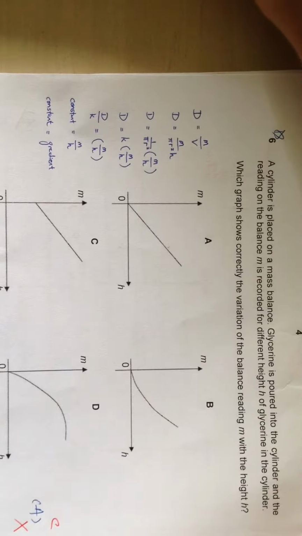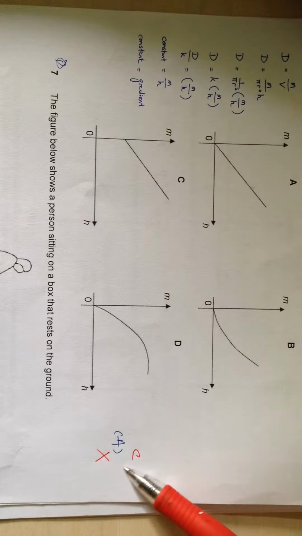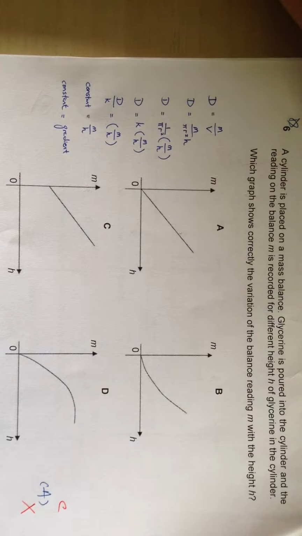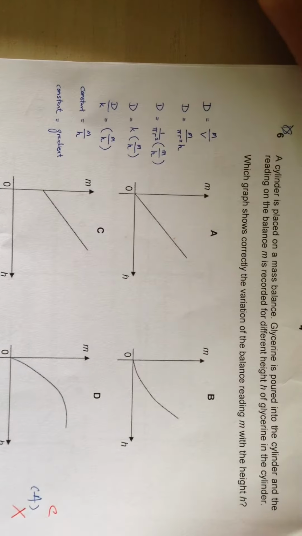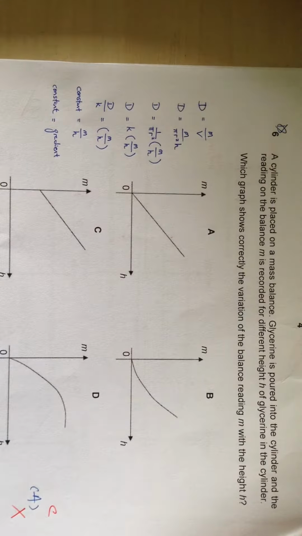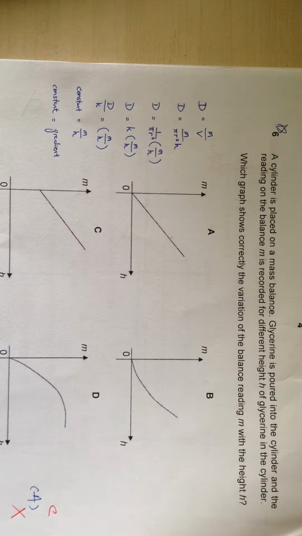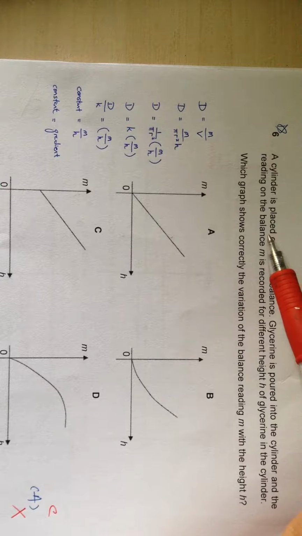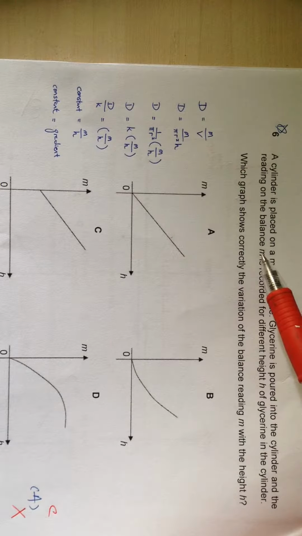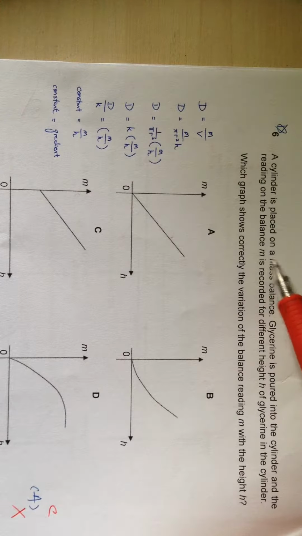Okay, question 6. Even for me, I made a mistake on question 6. So how do you tackle this? Like I said, this paper requires you to play a little bit with the mathematics. So let us look at the question and I'll bring you through the thought process of how to tackle this. You were told that a cylinder is placed on a mass balance and then you are pouring some liquid into the cylinder, and the mass balance basically gives you a reading of the mass. Now notice that this mass is the mass of the liquid that is being poured in.